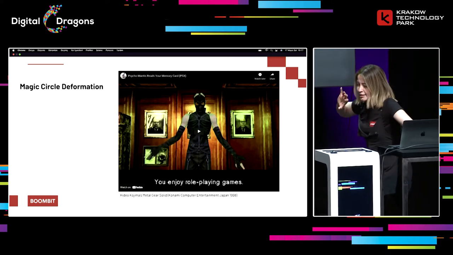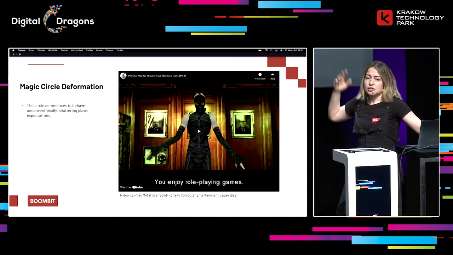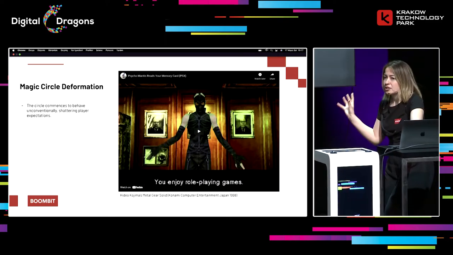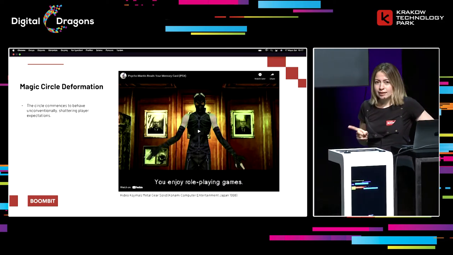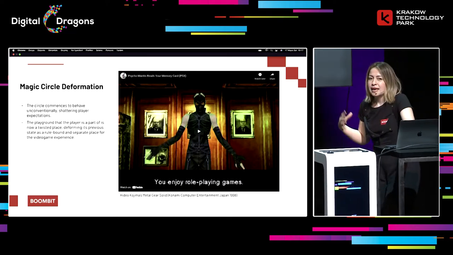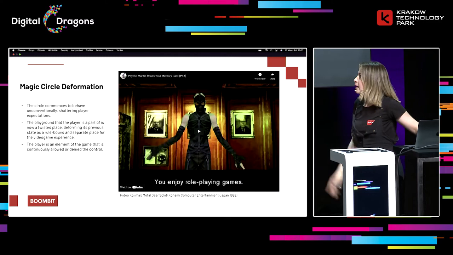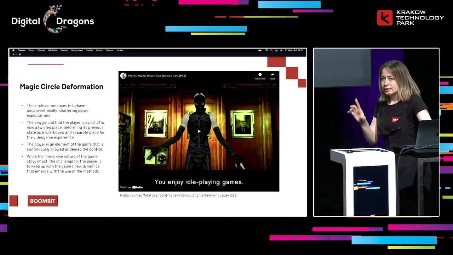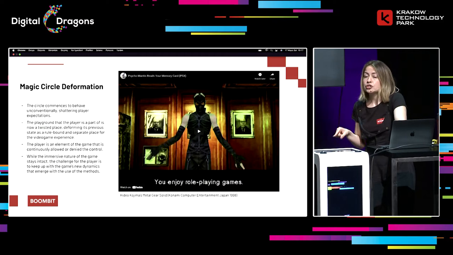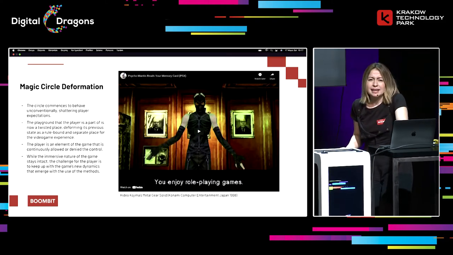from this one, this is a great example for the magic circle manipulation. Let's go for the definition first. The magic circle commences to behave differently, unconventionally, and it shatters the player's expectations. The playground that was a very rule-bound place changes, and right now it is a twisted place for the gameplay to happen. The player is continuously allowed and denied control. And also, the game is immersive, and the player continues believing it. Suspension of disbelief is still ongoing, and there are new dynamics. And with those new dynamics, the player has to just go with it.